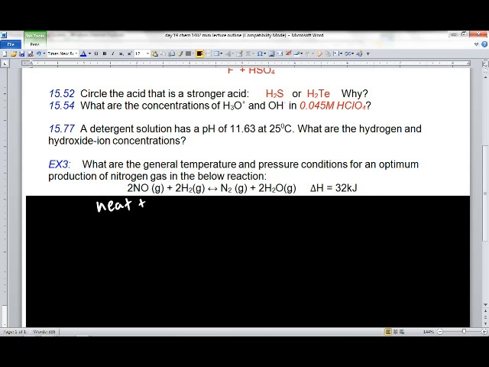Now, how do you answer the temperature? What do we want? We want optimum production of nitrogen. So that's a product or reactant? The product. We want optimum product. So, what should you do with the heat? Remove it or add it? If you're going to add it, you want too much reactant, so it shifts to product. That means the temp's got to be really, really high. You want too much heat. So high temp. There's our answer for temp.